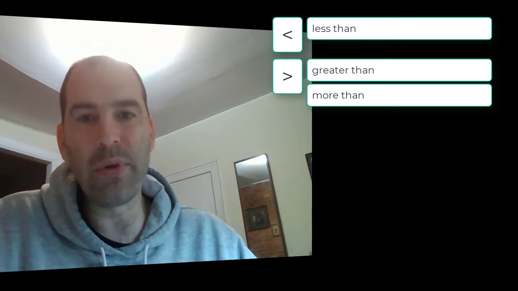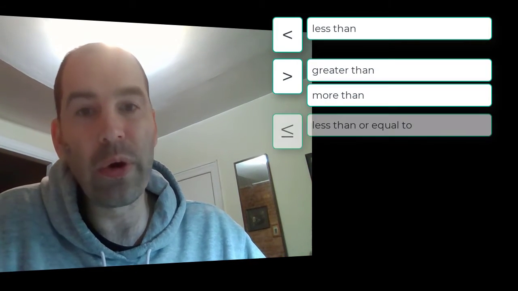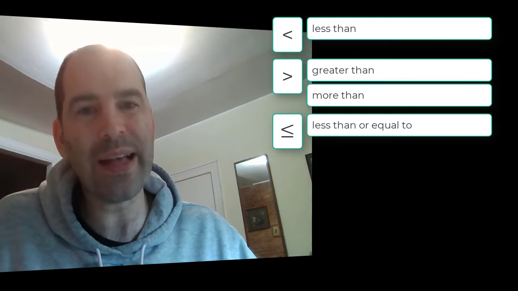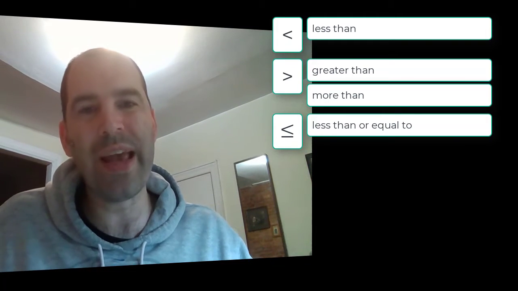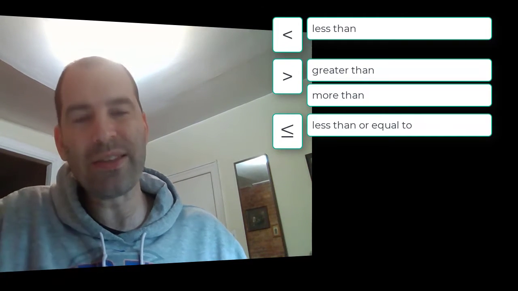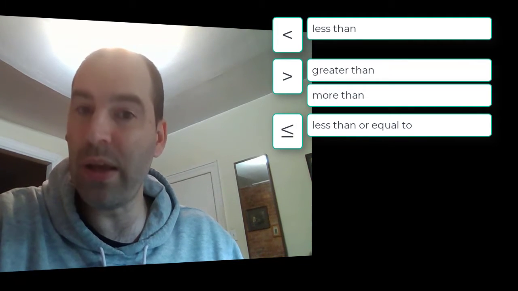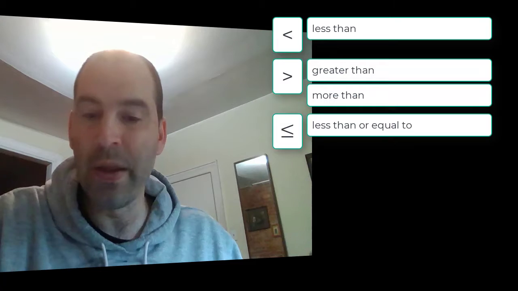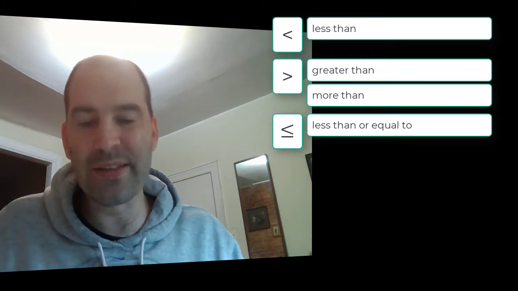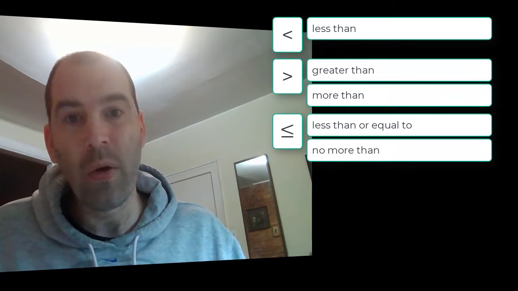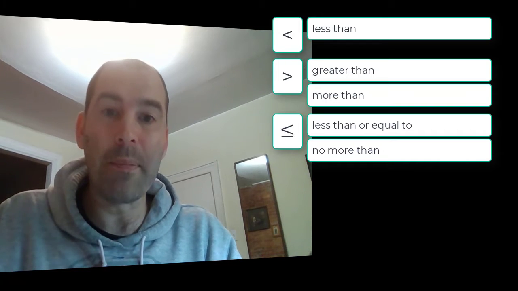Another inequality symbol that we use is less than or equal to. So this combines the less than sign with the equal sign. So what we're saying is that to be less than or equal to means you can be less than, but you could also be equal. That is permitted. So another way to say this is to say no more than. Or another way to say it is to say at most.